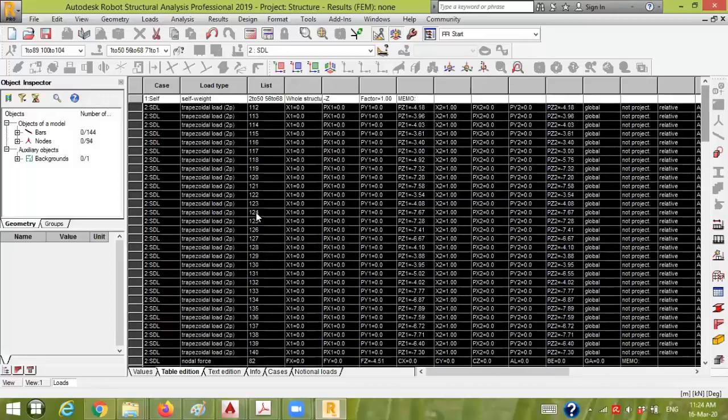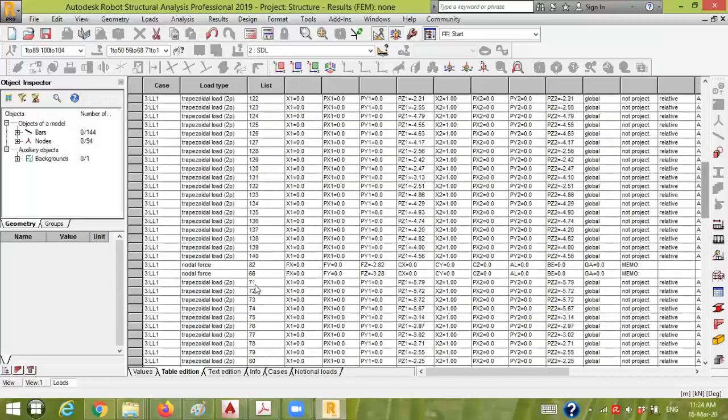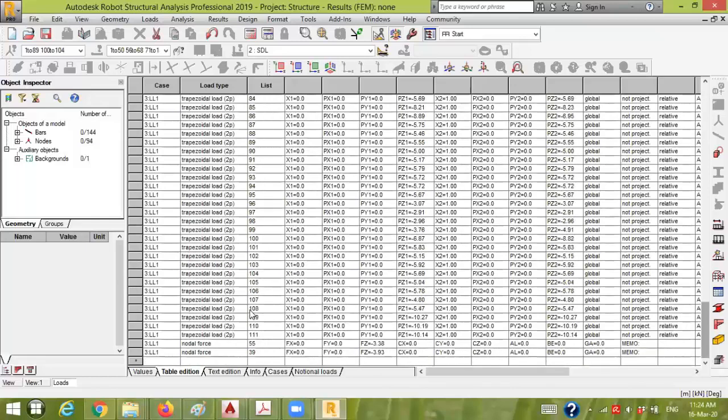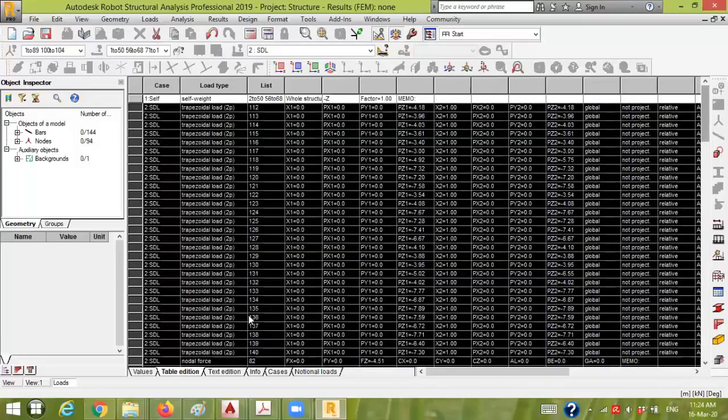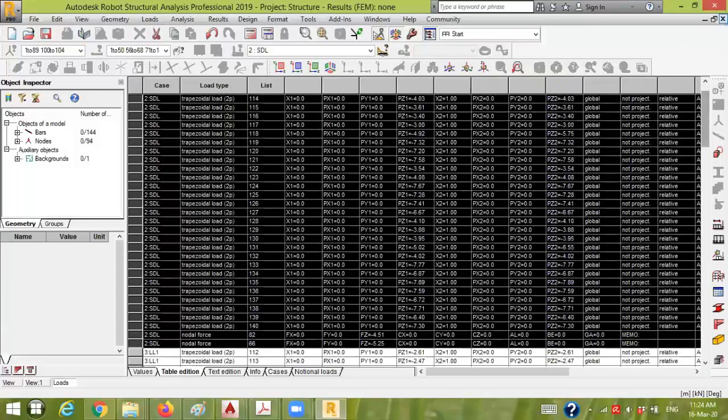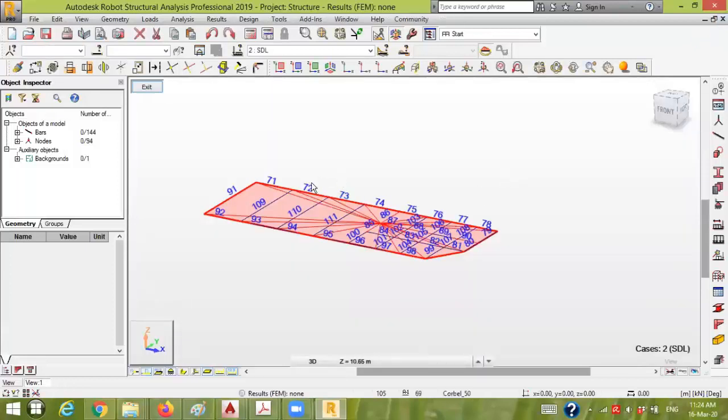Node 71 isn't here, so it means there's no defined load. So I will repeat this step again. I don't know why the software is not responding.